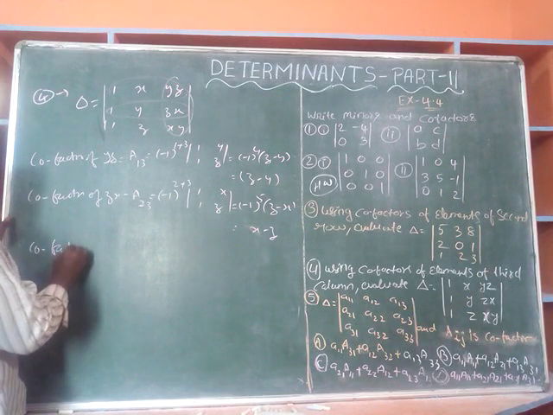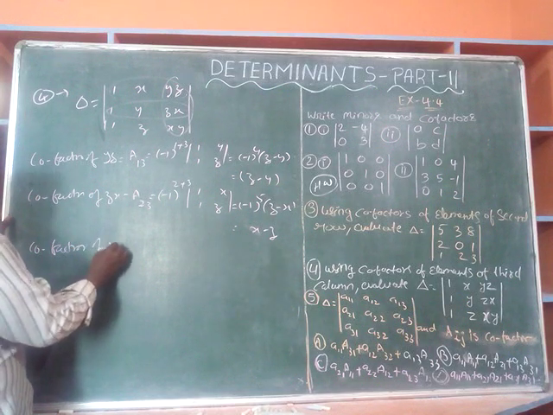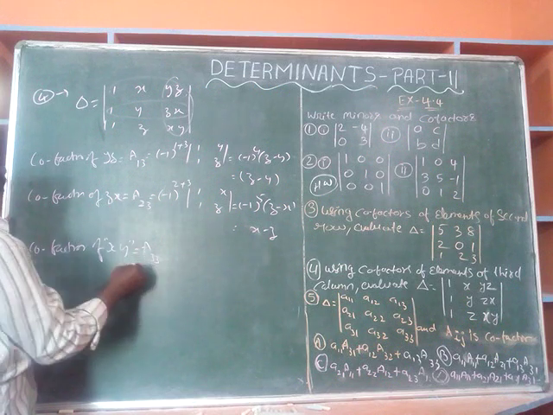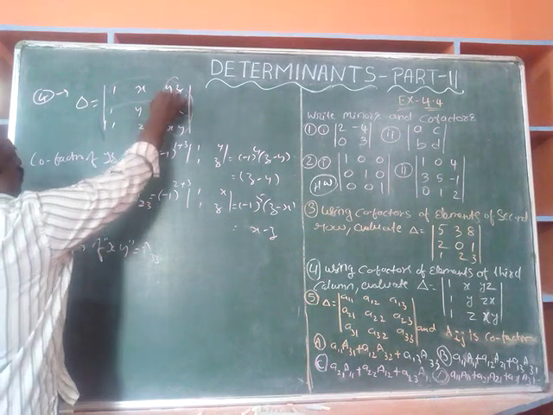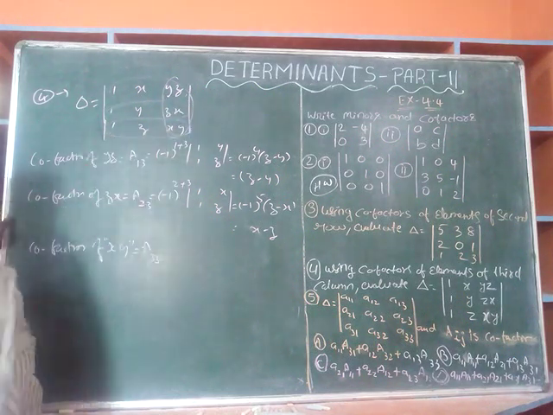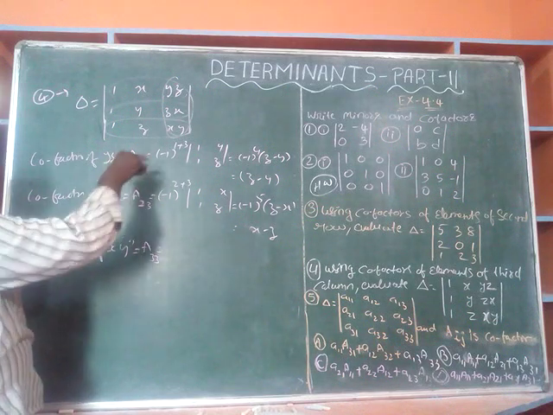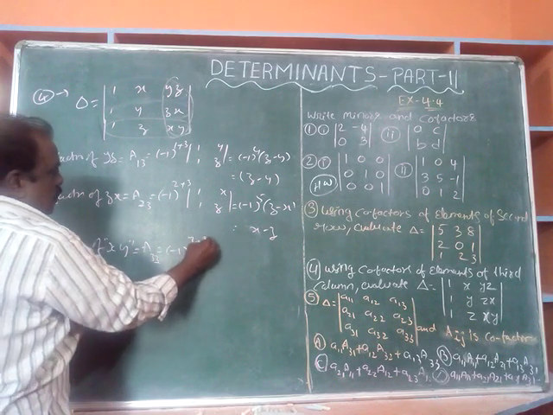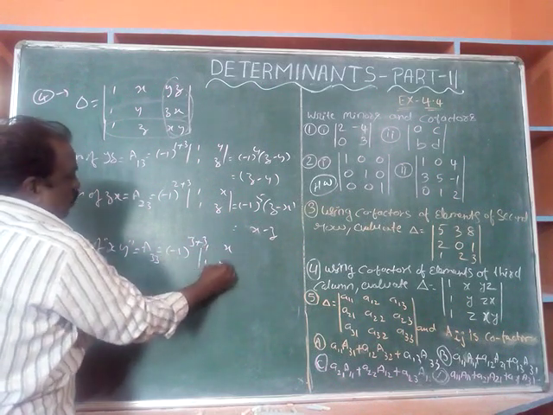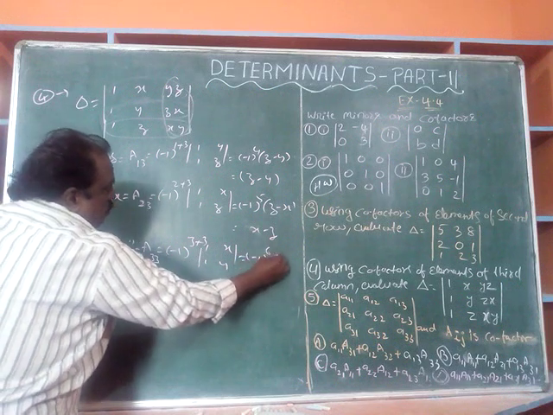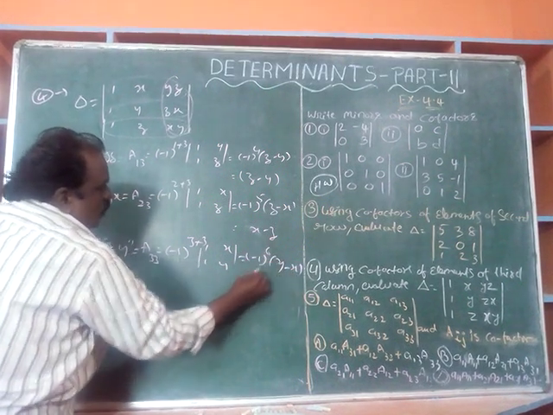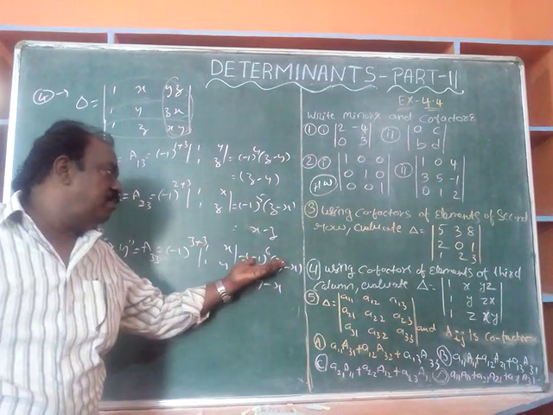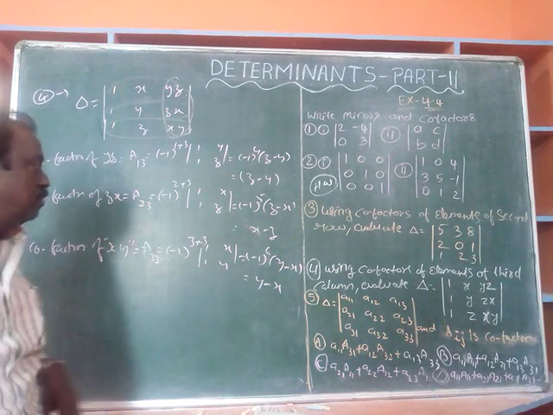The cofactor of xy, this is a33, the last element, third row, third column. That is minus 1 power 3 plus 3. You can find the determinant with 1 x, 1 y. So it is minus 1 power 6 times y minus x. So it is simply y minus x, because minus 1 power 6, an even number, is plus 1.